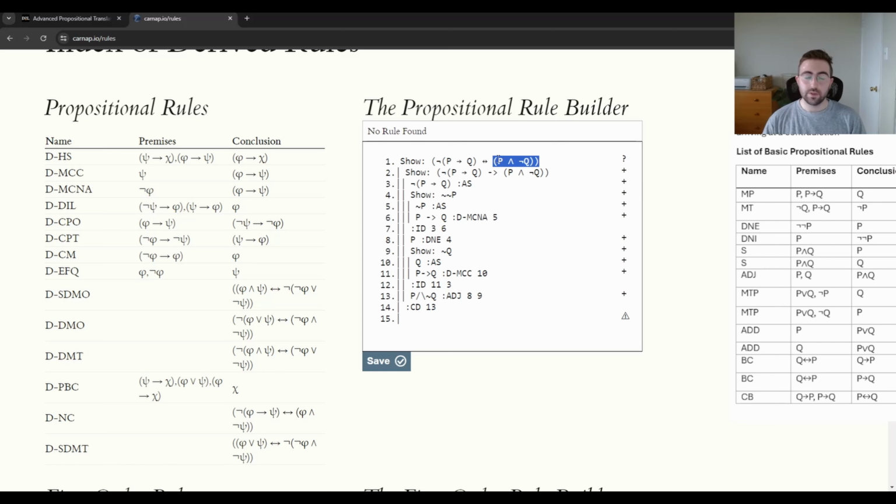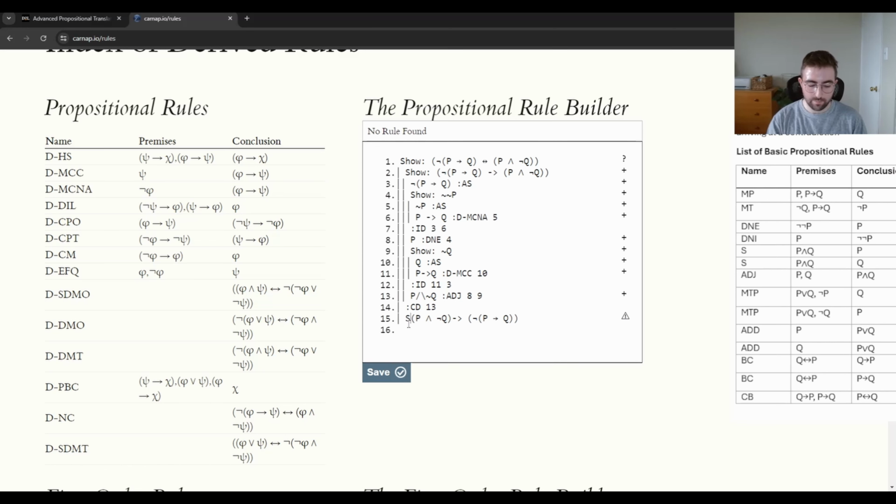Okay, and now we need to prove it the other way. Okay, and this is what we're trying to show now. So as always, we assume the left side of the arrow, and we want to get the right side.